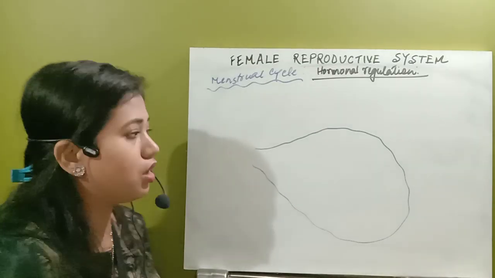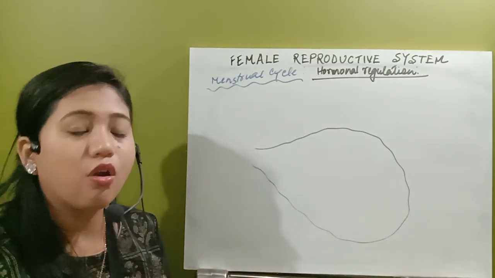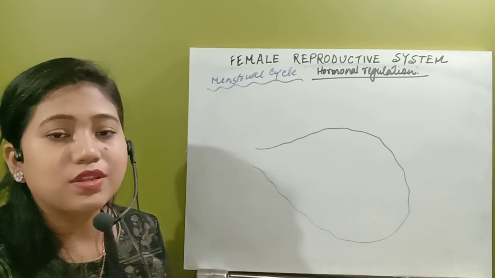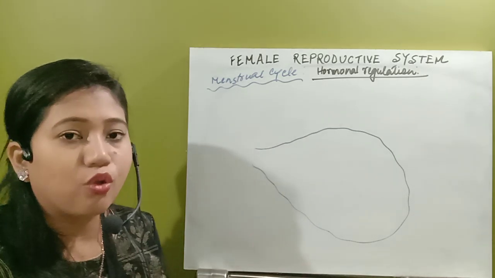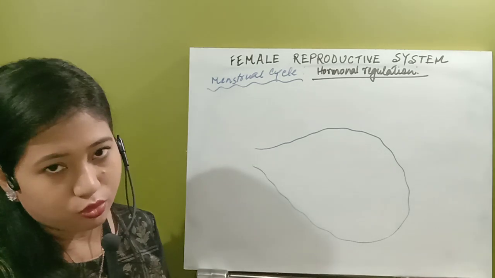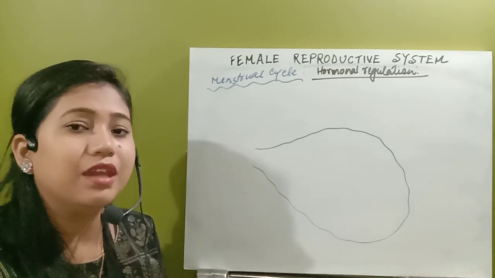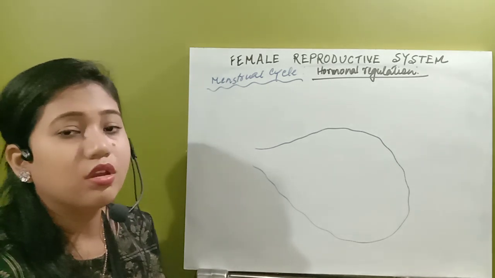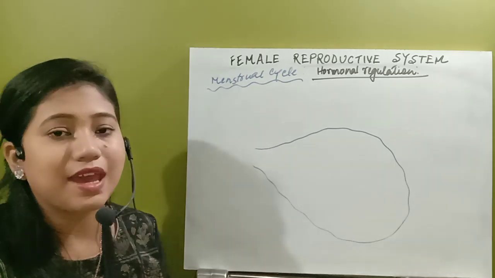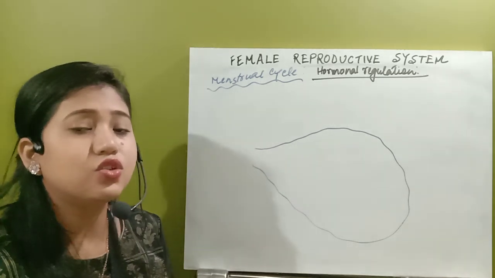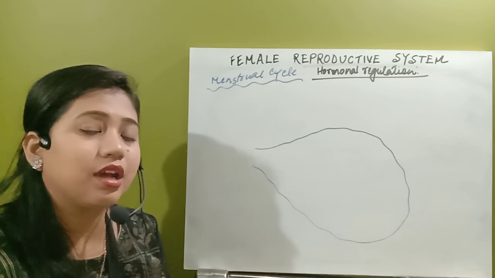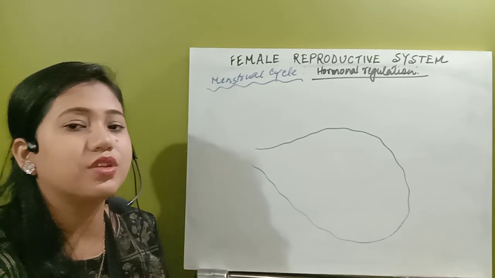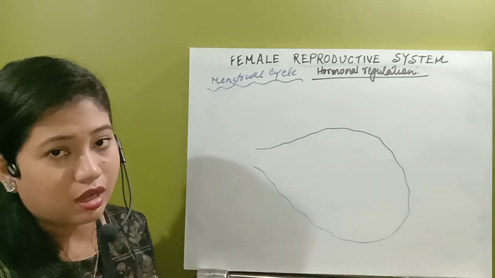Now let us see the whole process of the menstrual cycle, along with the hormonal regulation. For the menstrual cycle to go on, it requires hormones. The hormones FSH and LH are released from the pituitary gland. To release FSH and LH, the pituitary gland needs to be stimulated, and this is done by another gland present just above it, the hypothalamus.